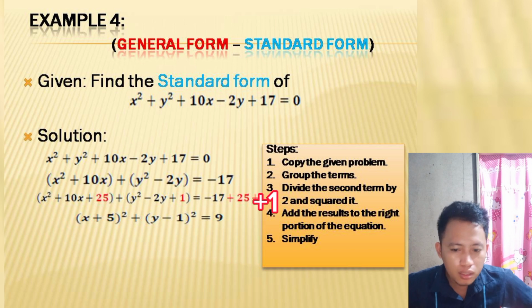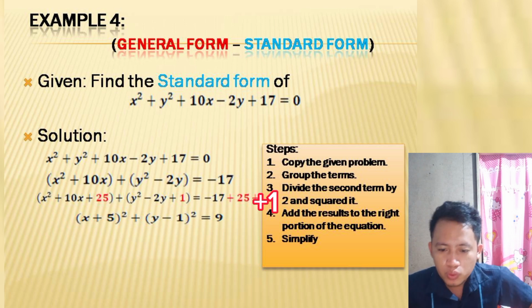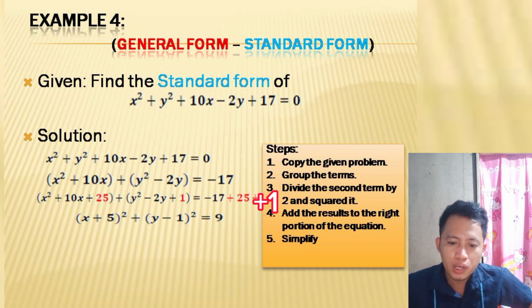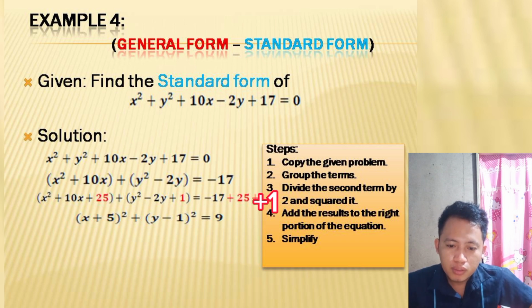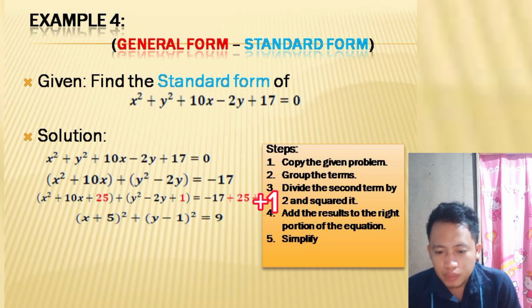We have x squared plus 10x plus 25 plus y squared minus 2y plus 1 equals negative 17 plus 25 plus 1. And this time, we will proceed to standard form because we are tasked to find the standard form. So what is the first variable? We have x squared. So, their common variable, we have x. So, write x plus, what is the square root of 25? We have 5. So, write 5. We have quantity of x plus 5 squared. Lagyan yung squared sa labas.